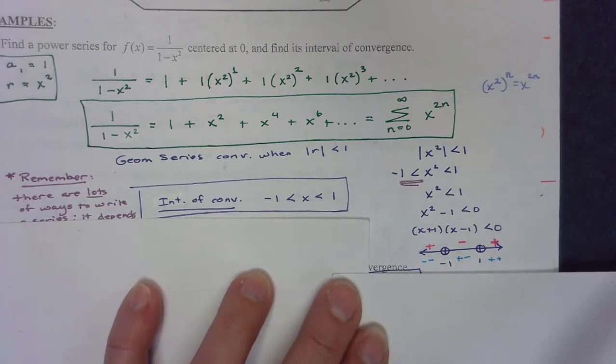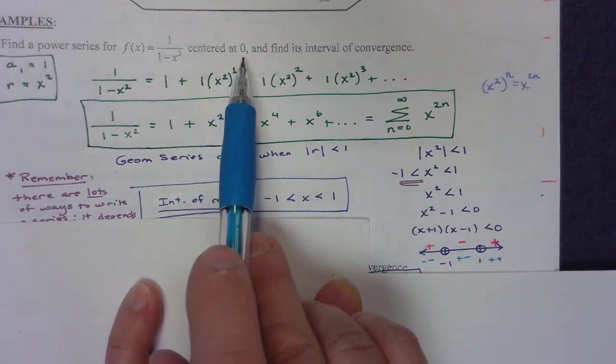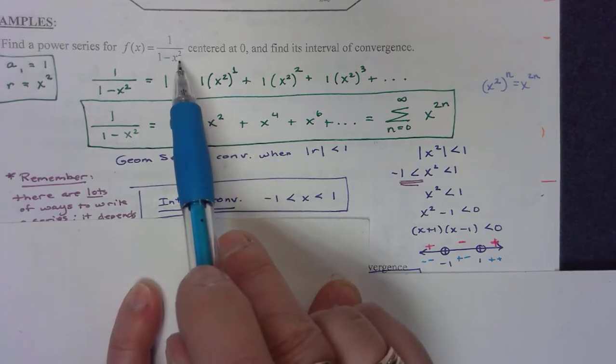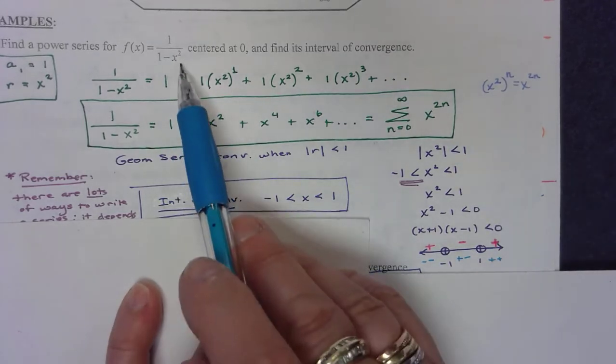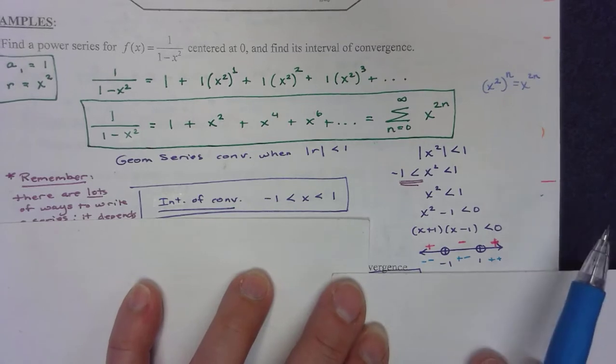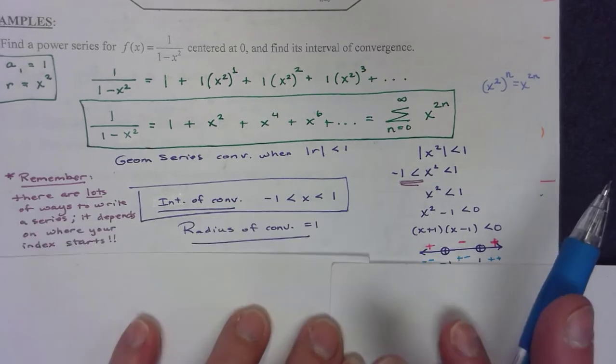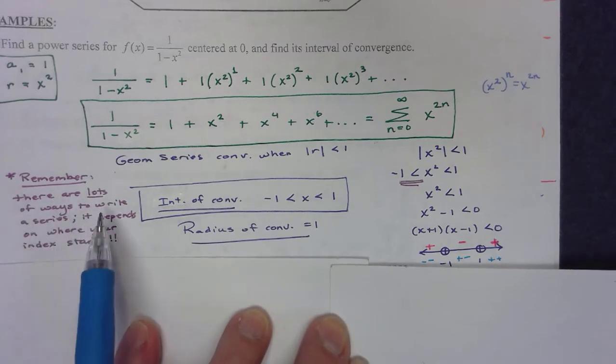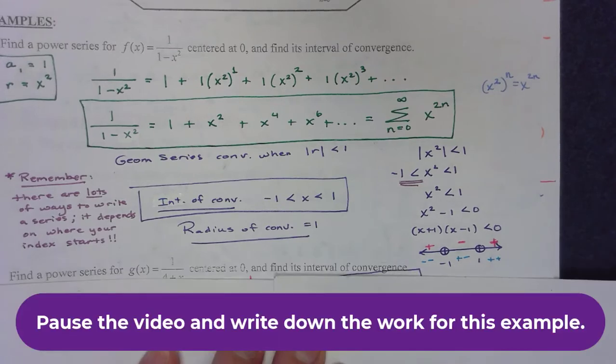Now, what is our radius? Well, it looks like we are centered at 0. We were told at the beginning we were centered at 0. We know we're centered at 0 because we do not have the quantity x minus c written down here. So our radius is 1. Now, let's remember there are lots of ways to write a series. It depends on where your index starts. Take a moment to write down the work in this example.